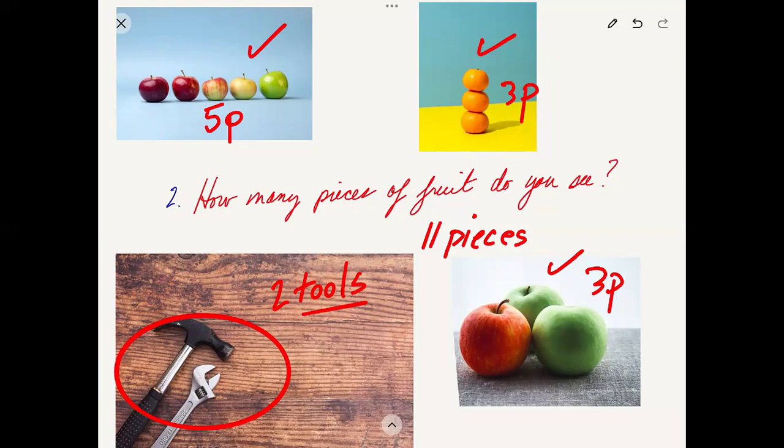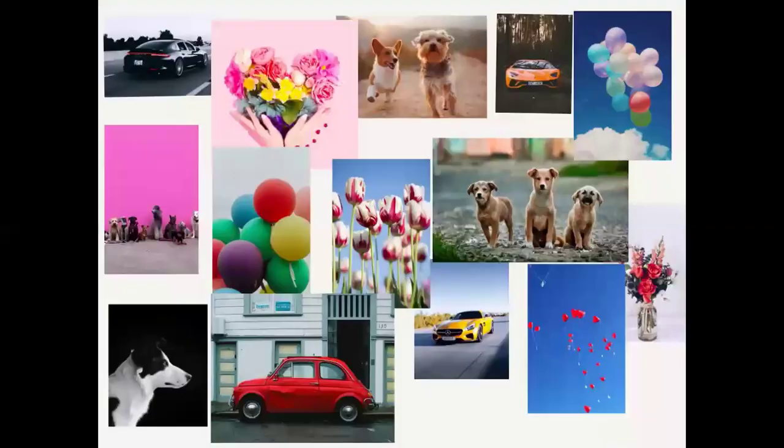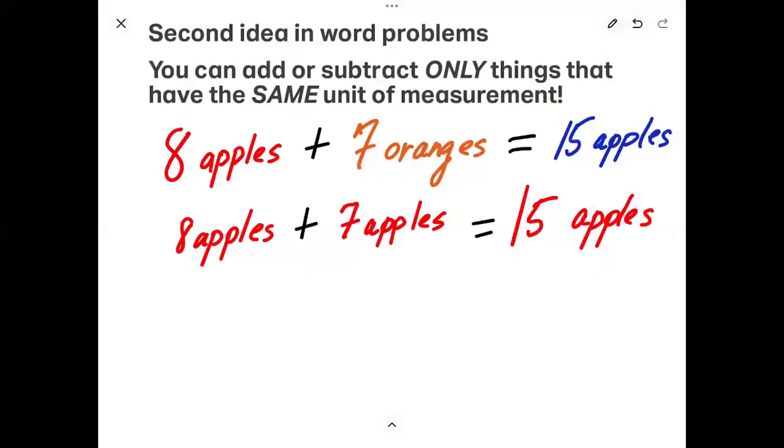That's a big idea. Now, here's the second rule. You can only add or subtract things that have the same unit of measurement. So my first example here, I have 8 apples plus 7 oranges. Is that equal to 15 apples? Absolutely not. We can't say that. We wouldn't say 8 apples plus 7 oranges equals 15 apples.